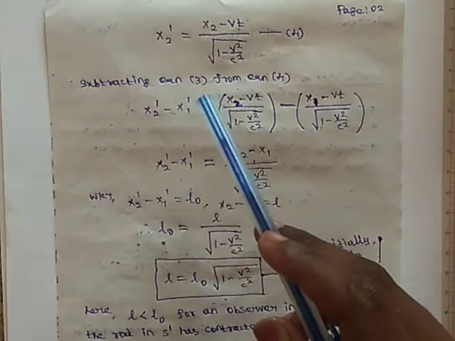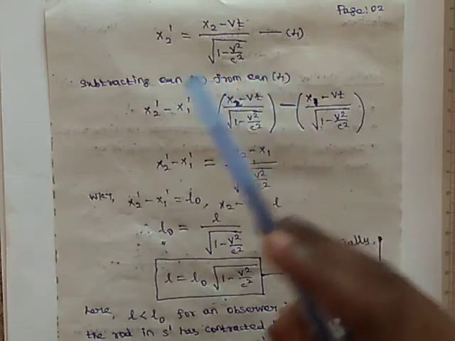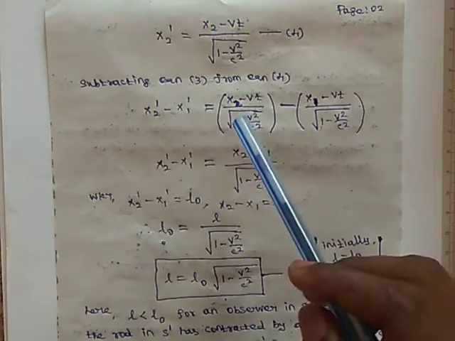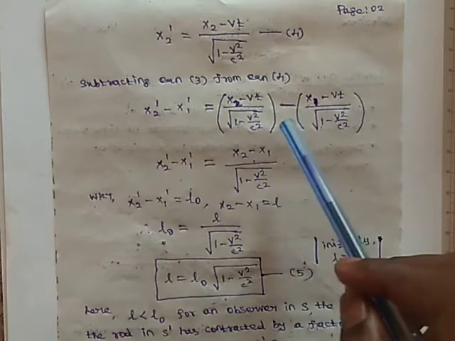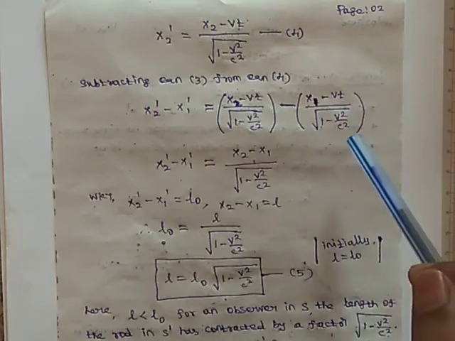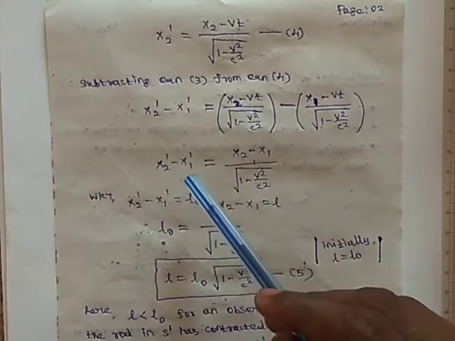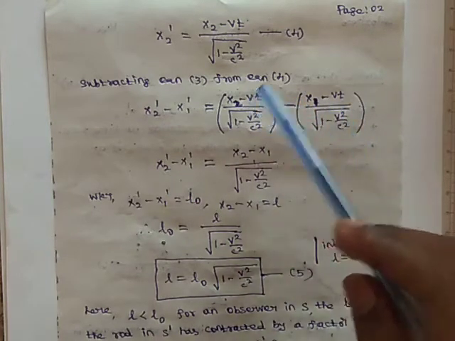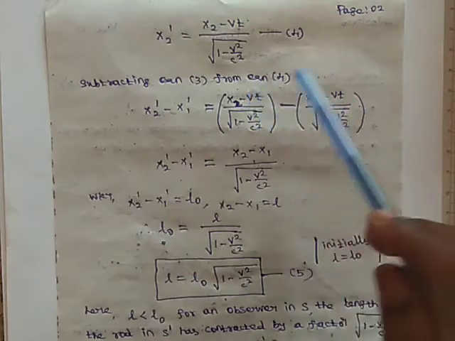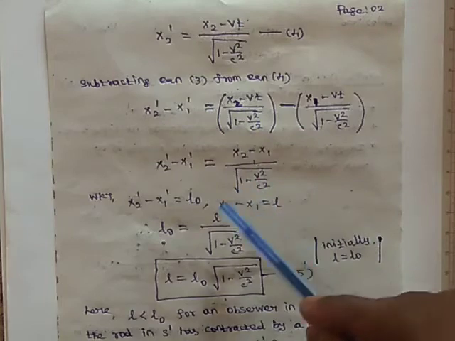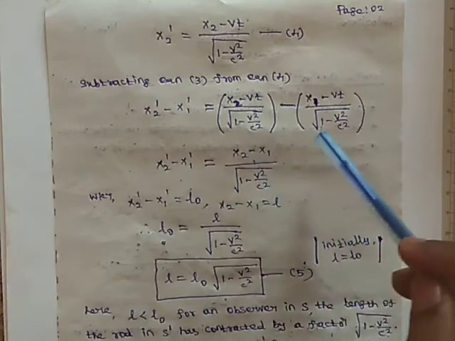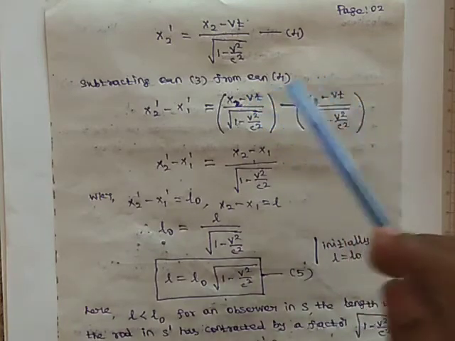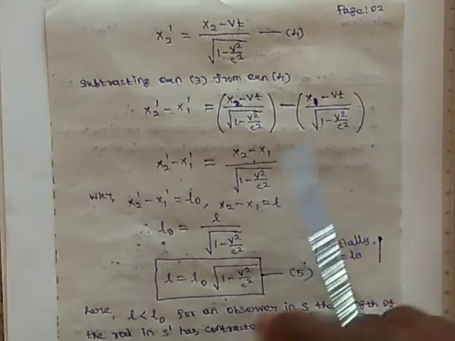Then subtracting equation 3 from equation 4. So equation 4 is x2 prime, equation 3 is x1 prime. So x2 prime minus x1 prime gives x2 minus vt divided by root of 1 minus v square by c square, minus x1 minus vt divided by root of 1 minus v square by c square. On the left hand side, x2 prime minus x1 prime; this minus vt, the minus gets into the bracket, so it will be plus vt. So minus vt plus vt gets cancelled. So we get x2 minus x1 divided by root of 1 minus v square by c square. Since the denominator is the same, we subtract only in the numerator.